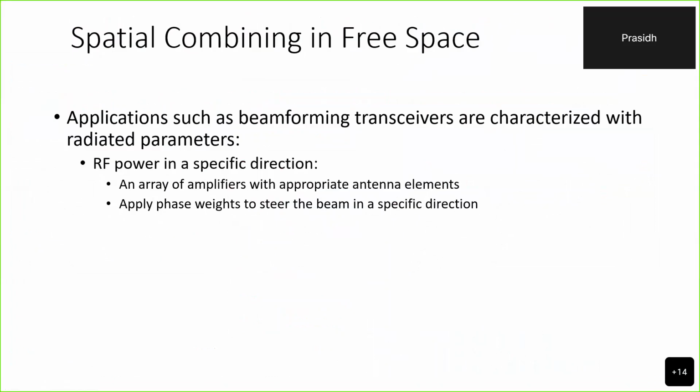Now, having seen spatial combining in a constrained medium, say like in oversized waveguide, there are also other classes. There is also another class of spatial combining which is in free space. So as of today, whatever we see in the form of, say, beamforming is essentially spatial combining of the outputs of, say, individual transmit chains. But the combining is accomplished in the far field of the individual antenna elements.